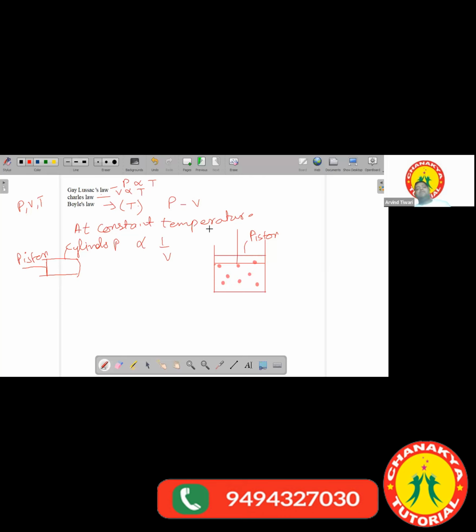So we'll discuss the gas laws in our next class also. We'll start with the kinetic theory again in the next class.